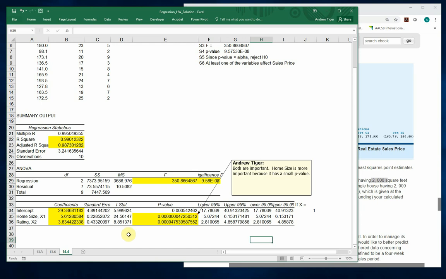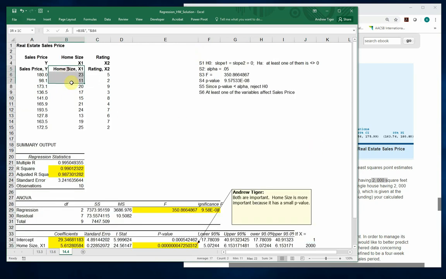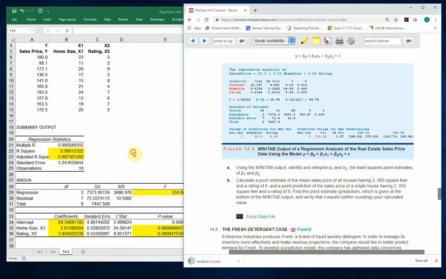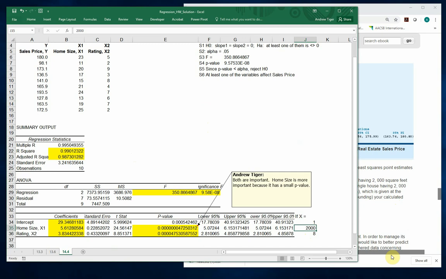Okay, so the rating is 8. The question is, do we put 2,000 here? That is not right. We don't want to put 2,000 because the units of measure on the home size are in hundreds of square feet. These are in thousands of dollars. There's not a house out there that you buy for 180 bucks. That's 180,000. This isn't a house of 23 square feet. It's 2,300 square feet. So when they say a 2,000 square foot house, we can't put 2,000. We need to convert this to the units the model was based on.